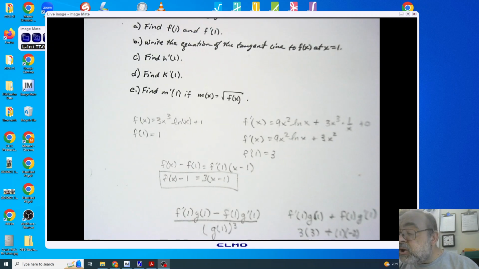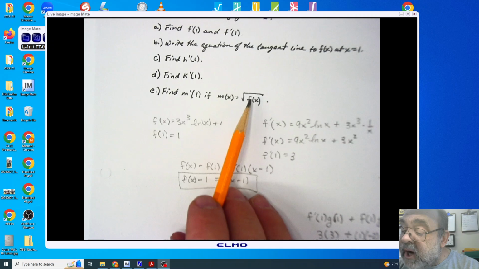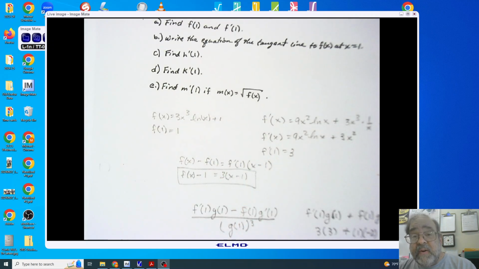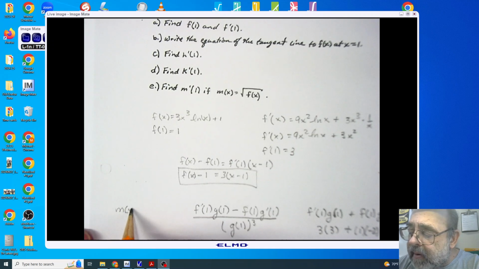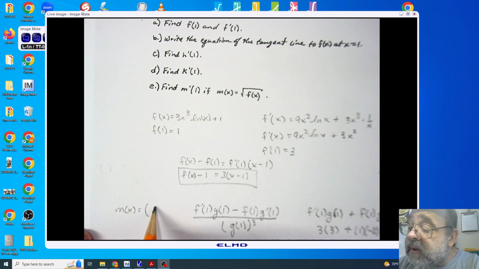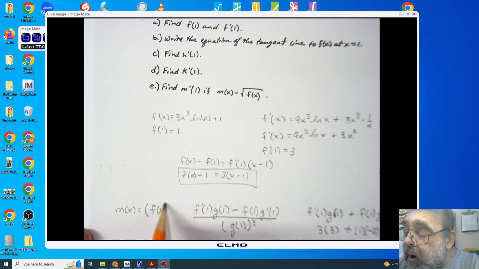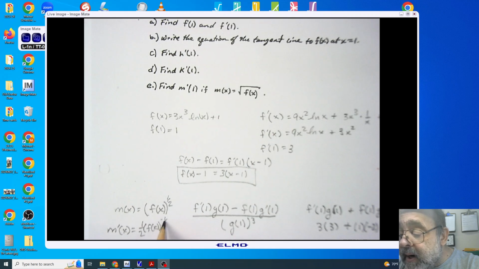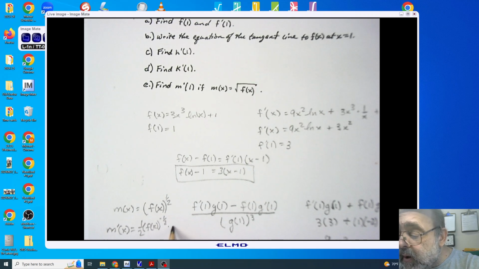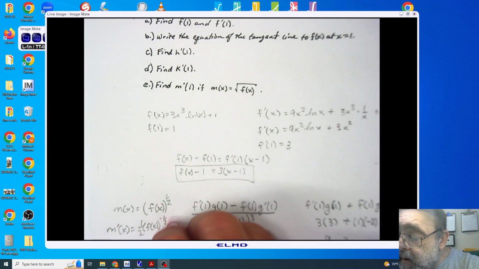Now the last question we have is asking us to work with the chain rule. This is probably the most difficult question that we have because that chain rule often gets people. Start by rewriting your m of x. Make sure you use the fractional or rational power 1/2. This allows us to find m prime of x by taking our general power rule first. Make sure we put negative 1/2, and then the chain rule giving me f prime of x.